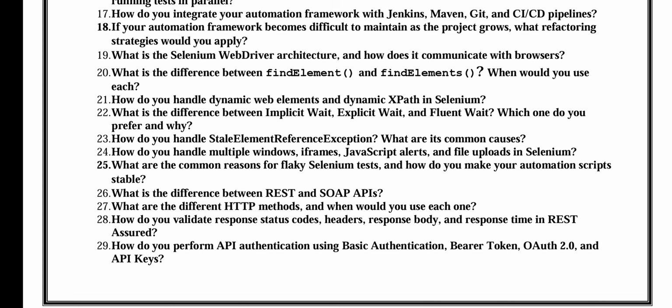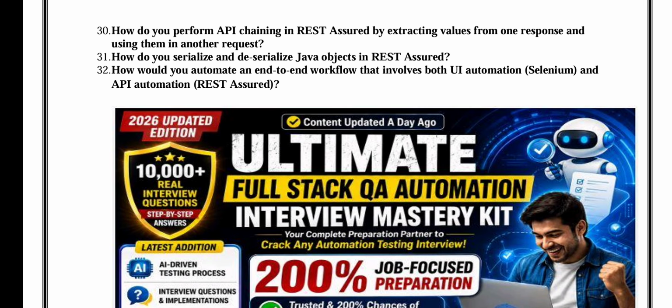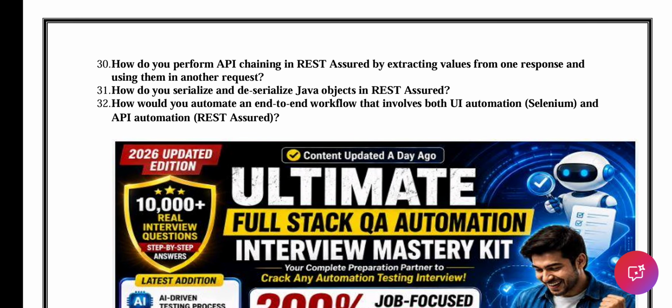And the 26th question goes like, what is the difference between REST and SOAP APIs? And the next question goes like, what are the different HTTP methods and when would you use each one? How do you validate response status codes, headers, response body, and response time in REST Assured? How do you perform API authentication using basic authentication, bearer token, OAuth 2.0, and API keys? How do you perform API chaining in REST Assured by extracting the value from one response and using them in the another request? And the 31st question goes like, how do you serialize and deserialize Java objects in REST Assured?